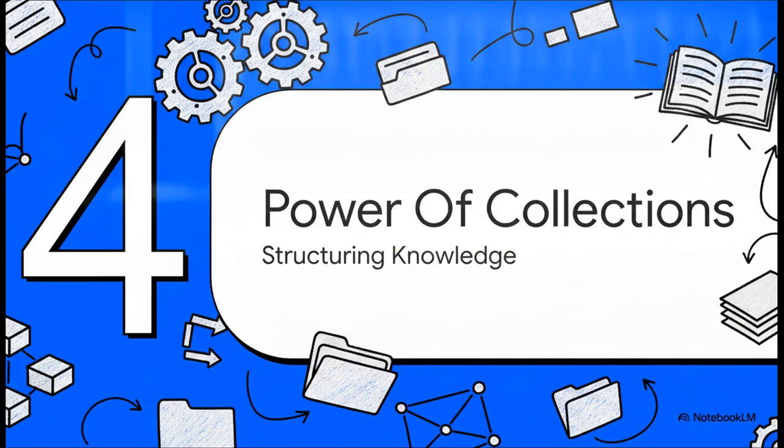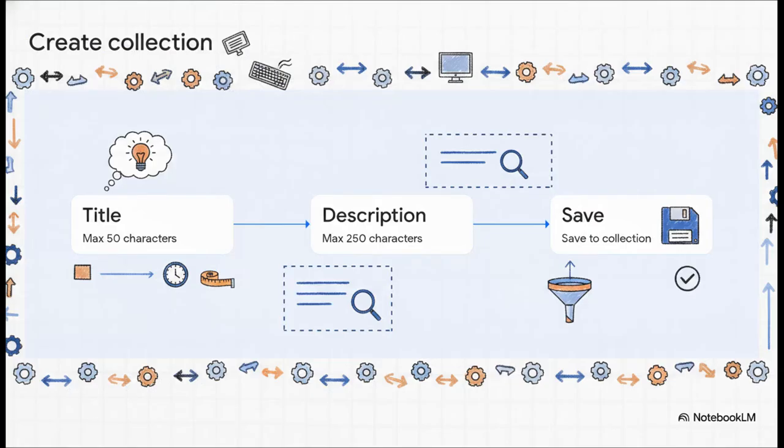All right, Section 4, the power of collections, structuring your knowledge. So when you find an incredible resource over in that Discover tab, you're going to want to save it using the Create Collection feature. But I want you to notice the specific mechanics the UI actually forces on you here. Step 1, input a title, but guess what? You only have 50 characters. Step 2, input a description, but you're strictly capped at 250 characters. Then, Step 3, save or cancel.